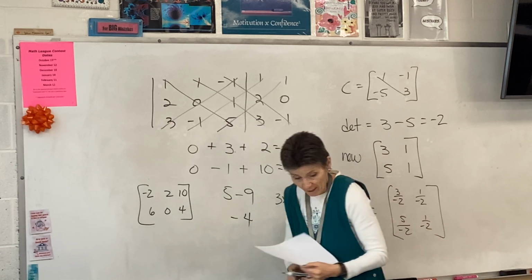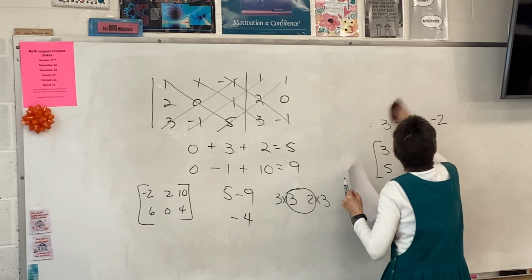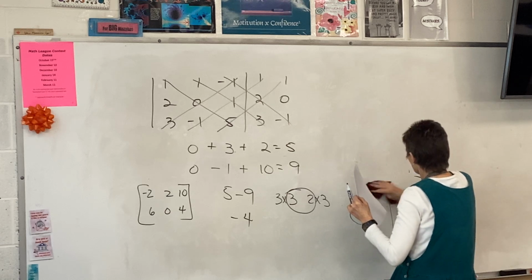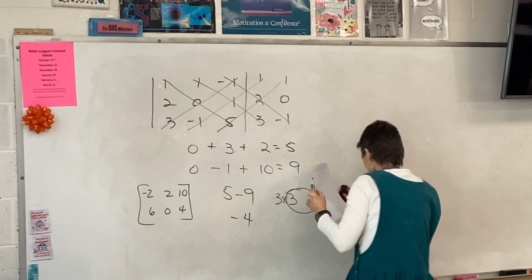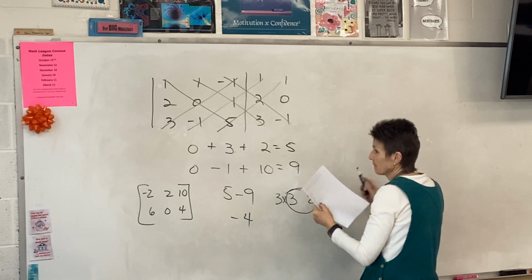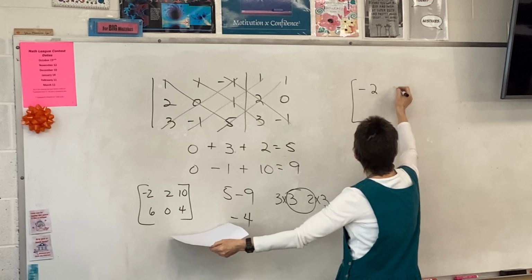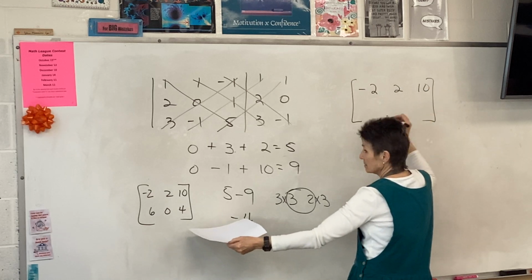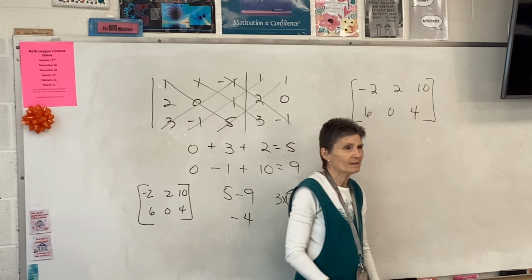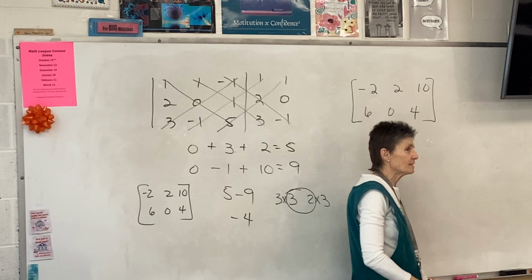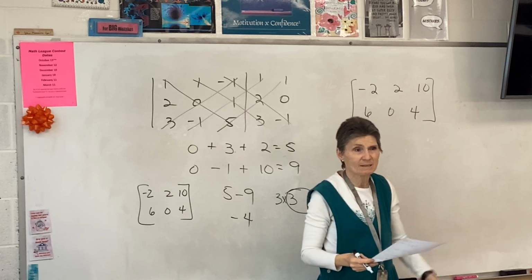Now, what about 2A minus C? What do I do with that? 2A minus C. So I'm going to take this guy. This is 2A. And I'm going to, oh, wait a second. Can I do that? No, because they're not the same size. So that problem J isn't possible either.